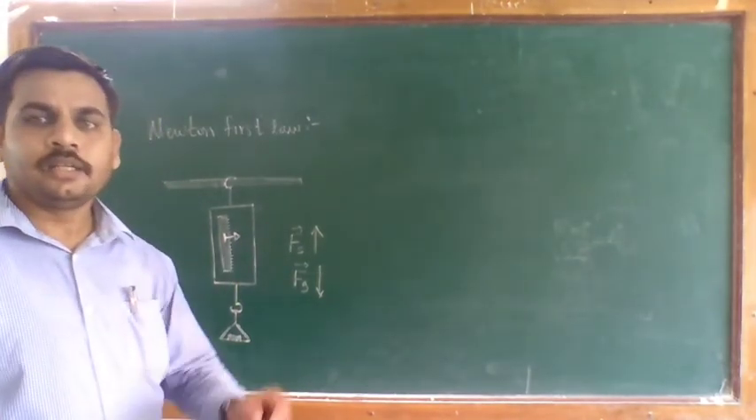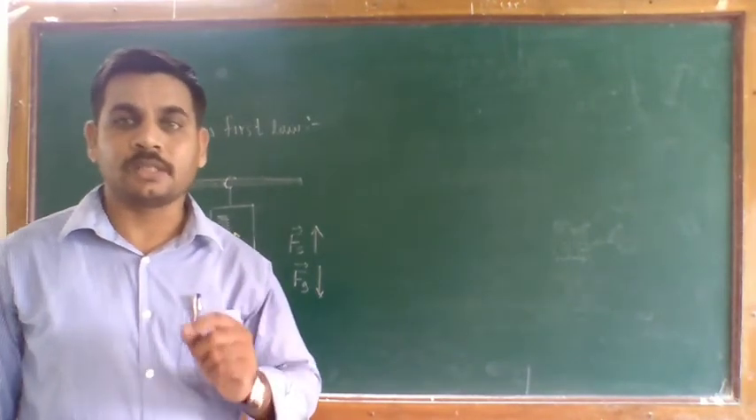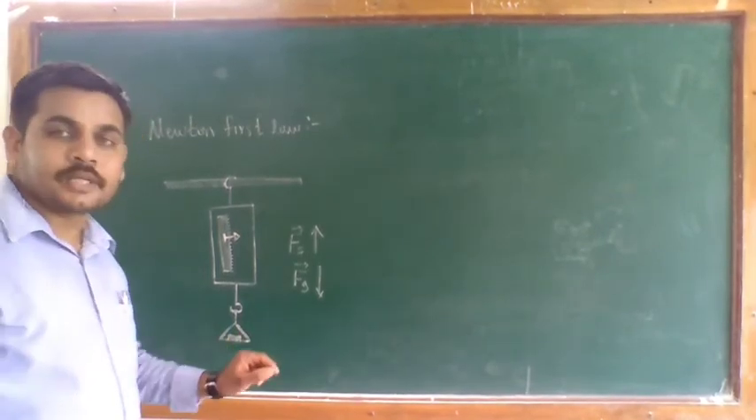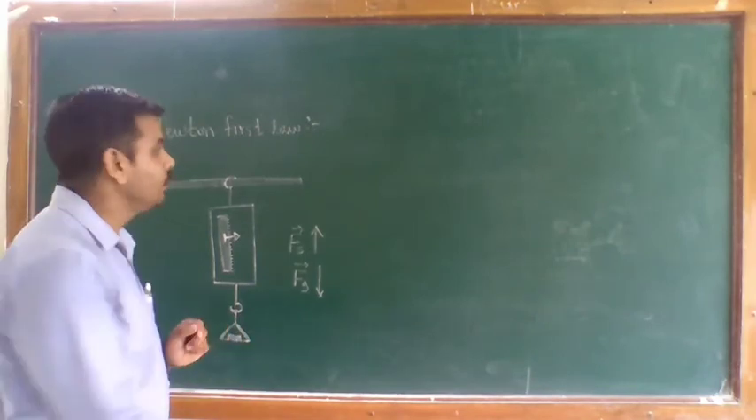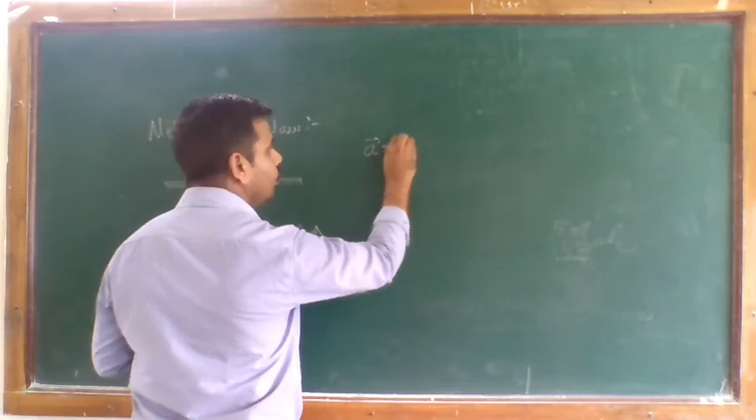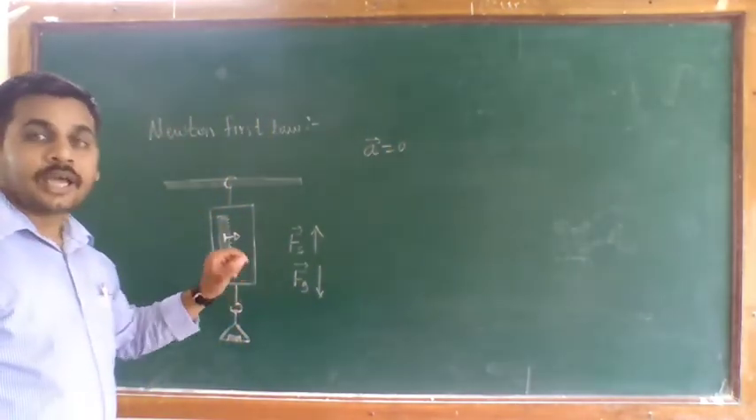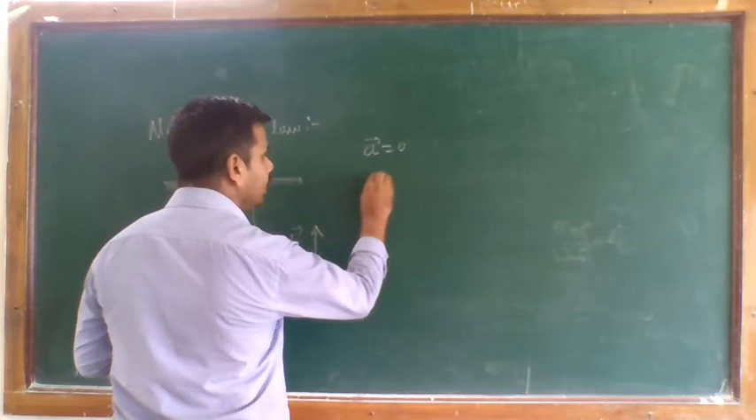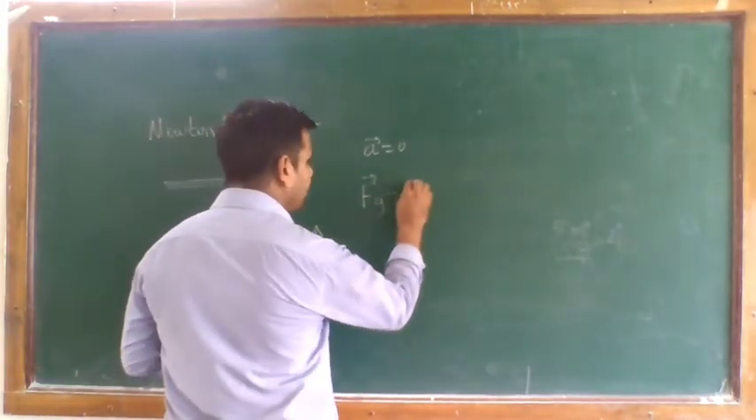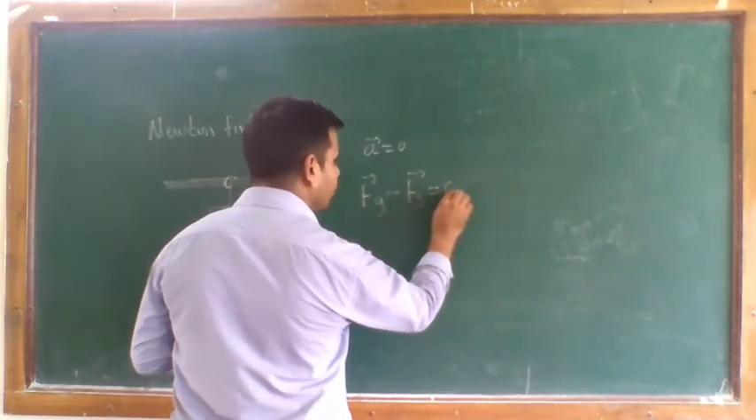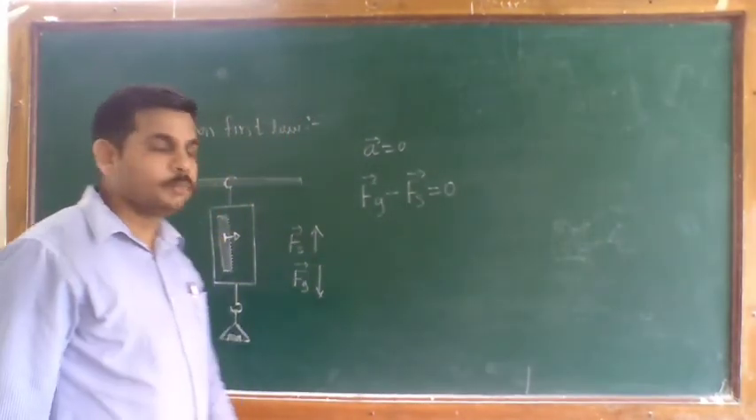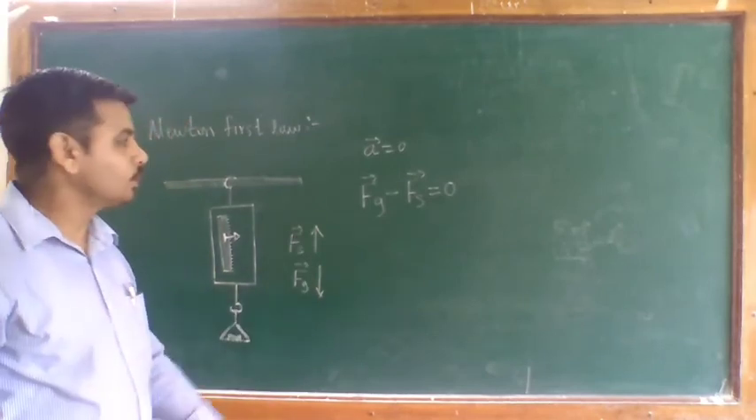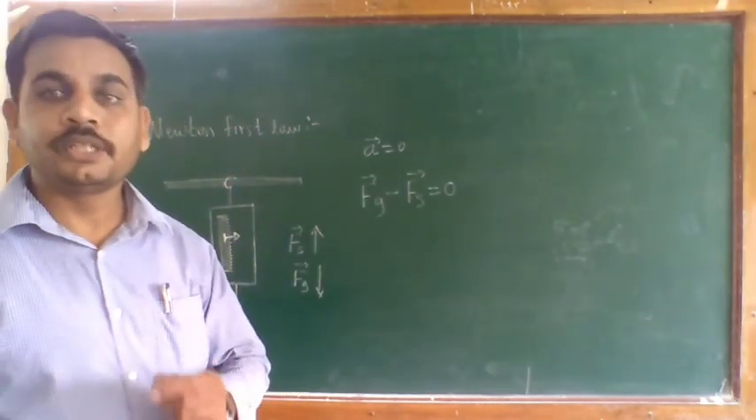Now you know that Newton's first law says that the net sum of forces is zero when the object is at the rest position. Here your object is at rest, so your acceleration will be 0. So the net sum of the forces is also 0. So you can say that Fg minus Fs is equal to 0. Here I have used the negative sign because Fg is exerted in the downward direction and Fs in the upward direction. So Fg minus Fs is equal to 0.